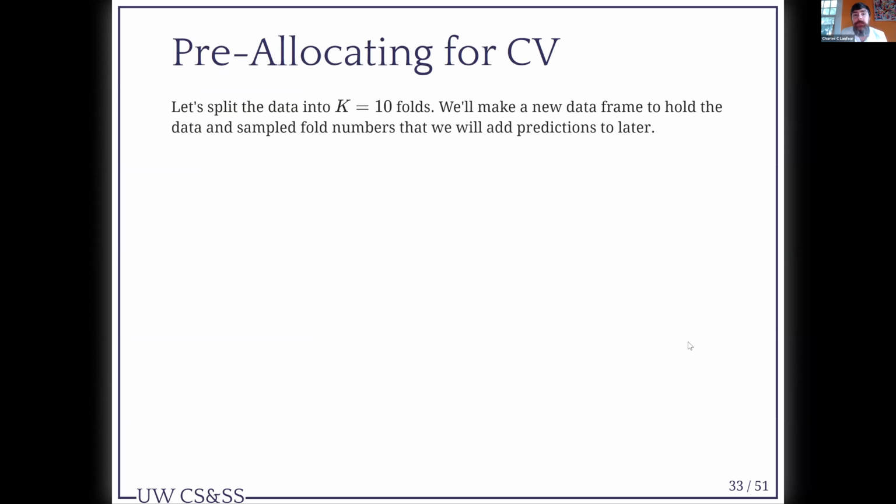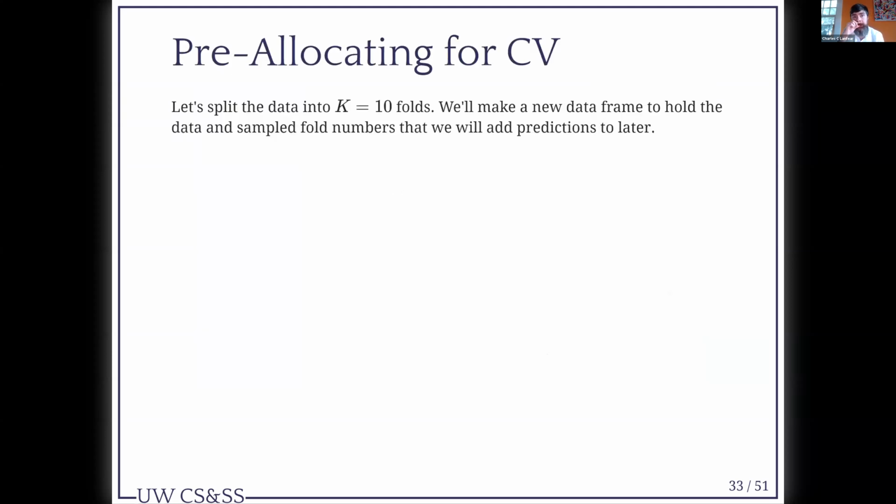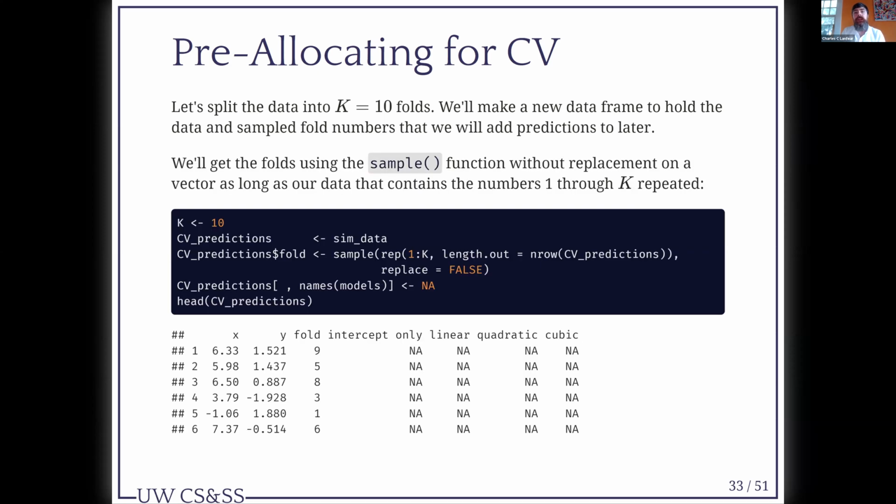Okay. So the first thing we want to do is pre-allocate that thing over here on the right side to stuff our predictions into. So we want to pre-allocate some object for that, and we want to split our data up into 10 distinct folds to do our 10-fold cross-validation. One way that I can generate folds is to randomly assign the numbers 1 through 10 to every row in the data set.